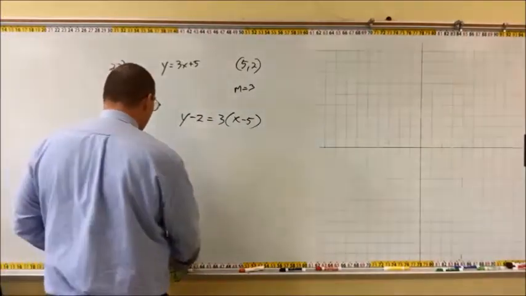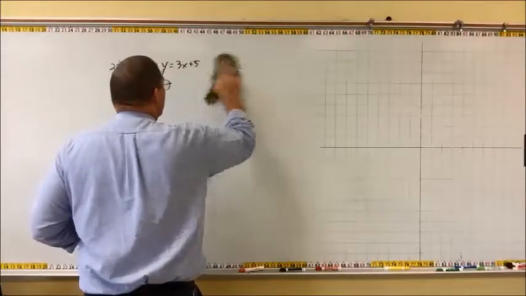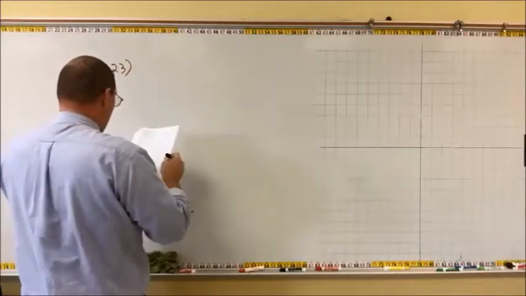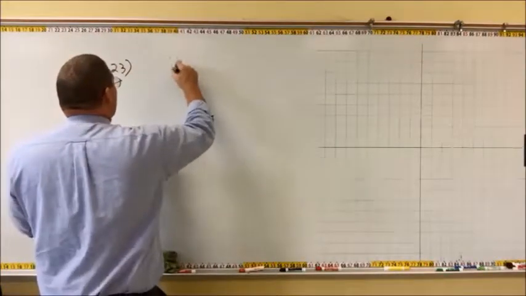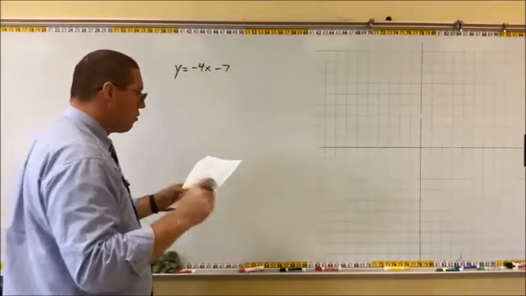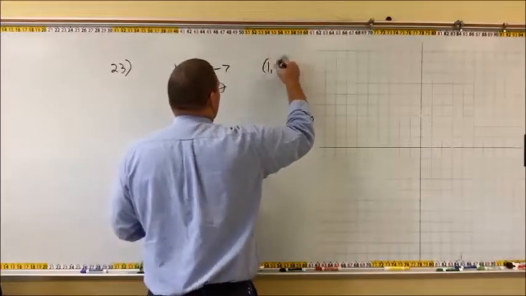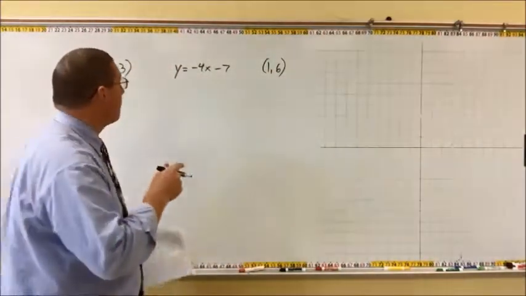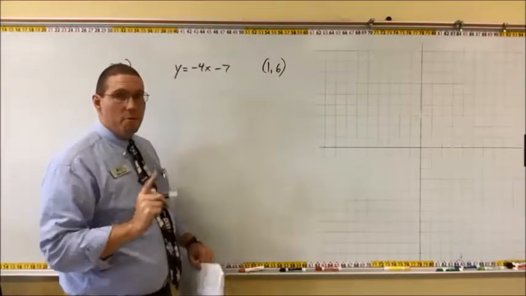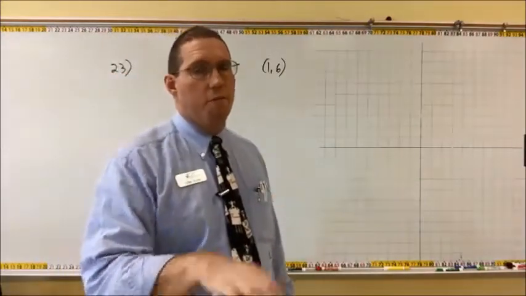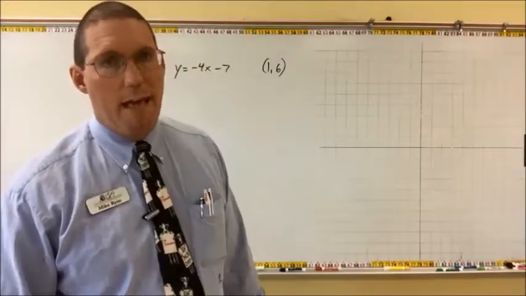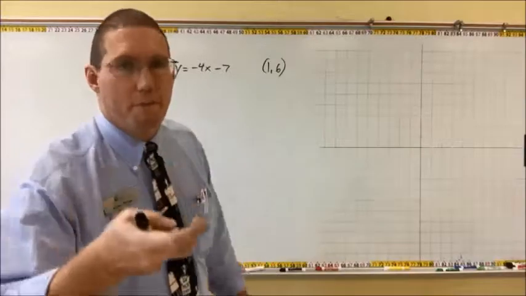Okay? So now, let's go to question number 23, which asks basically the same thing, except it says, write the equation of a line that is perpendicular to y equals negative 4x minus 7 and passes through the point 1, 6. Perpendicular means not the same slope. It means the opposite. So if your slope is negative, it becomes positive. If your slope is positive, it becomes negative. And the reciprocal, so you've got to flip the fraction.